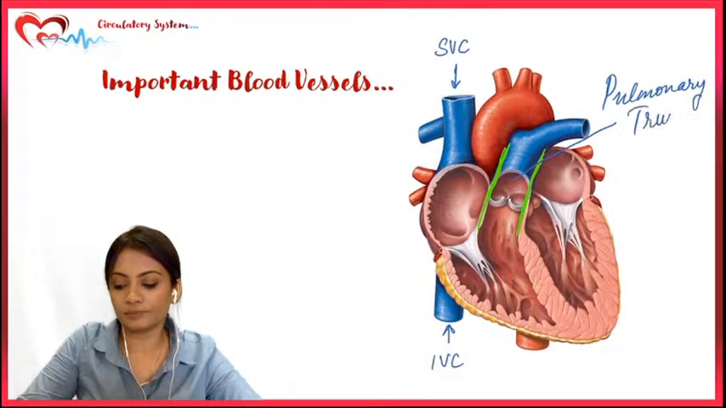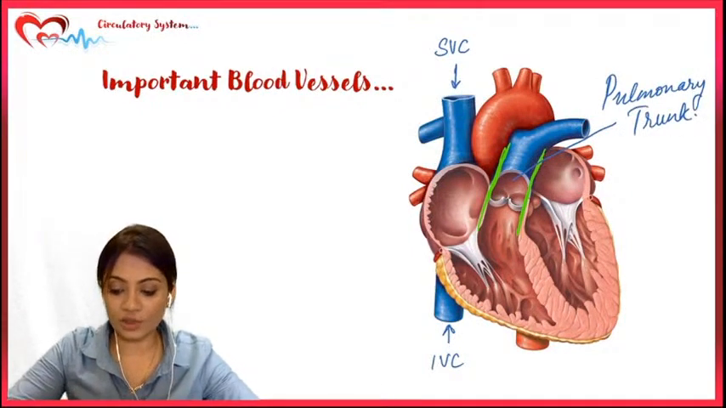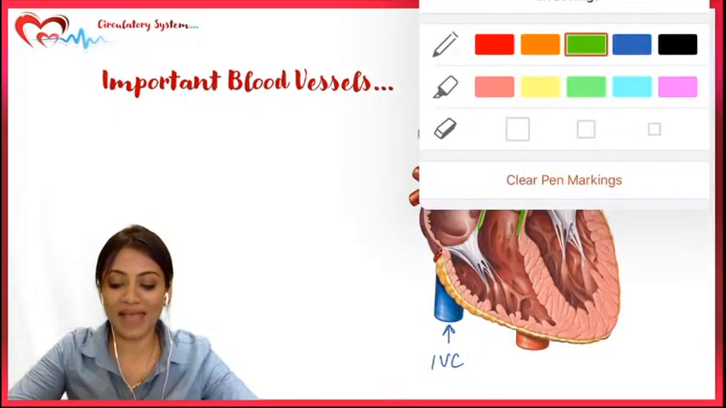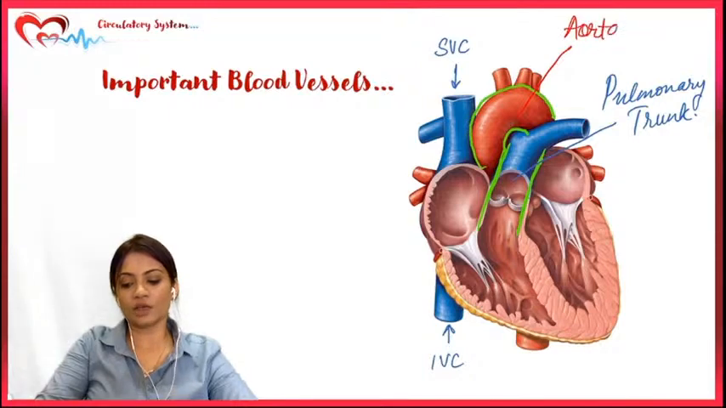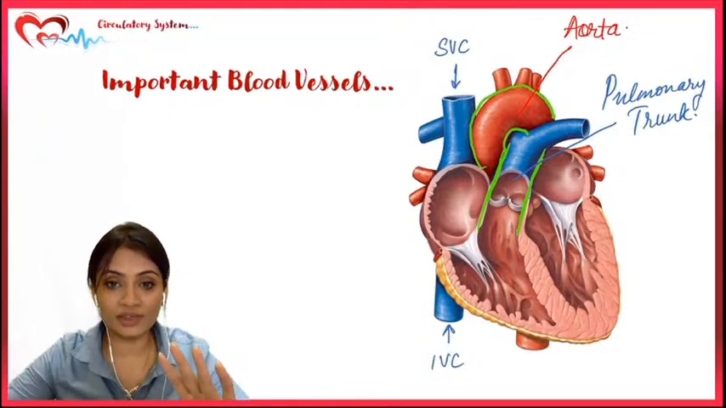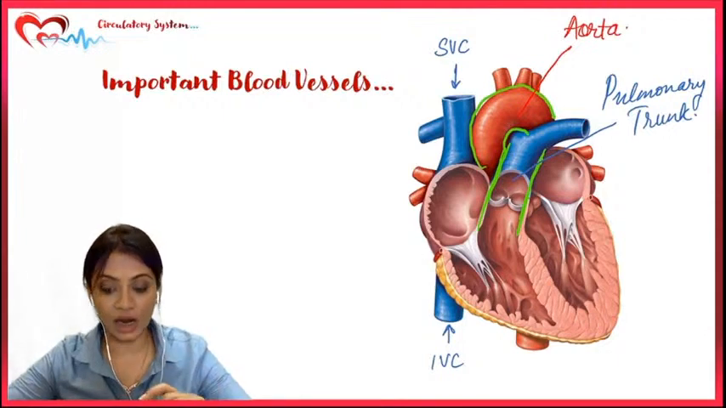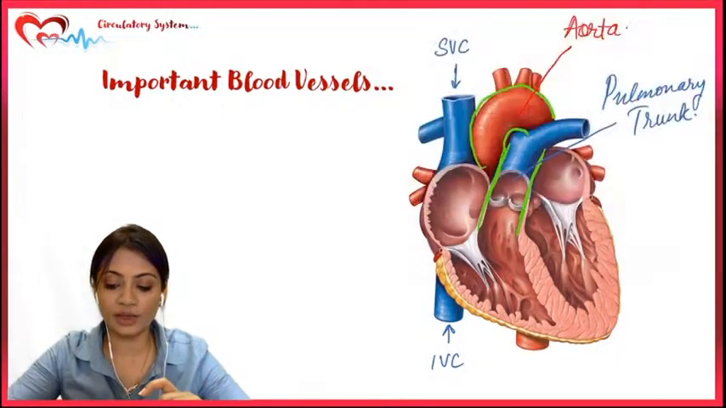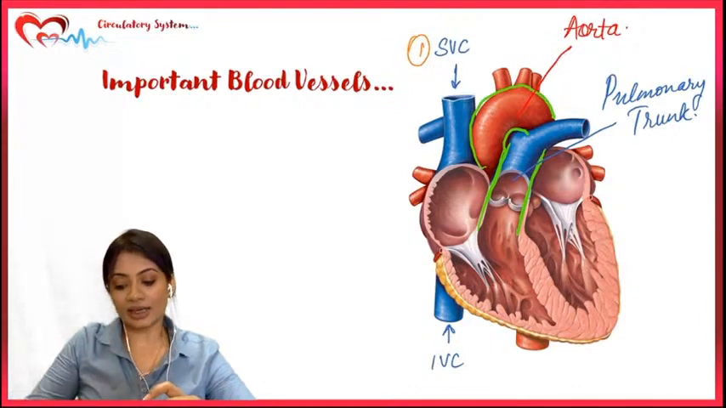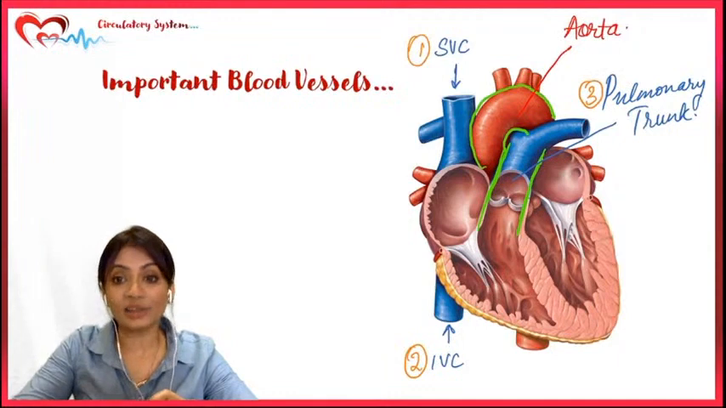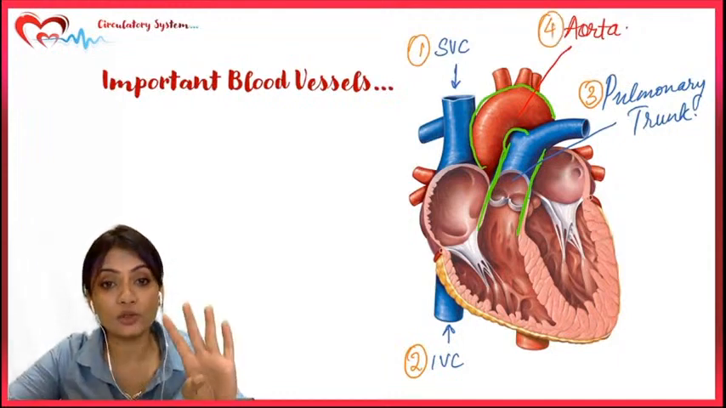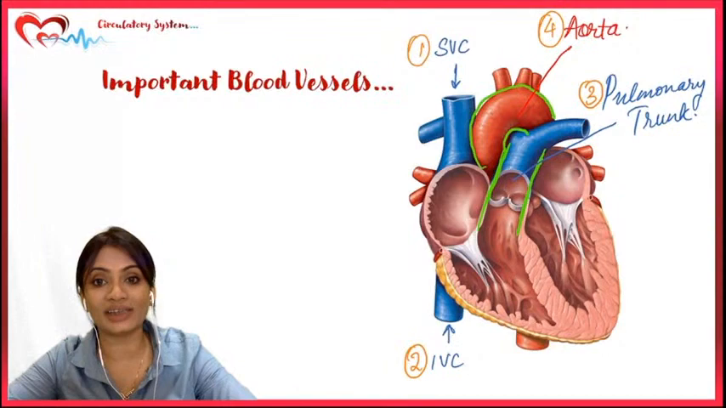All right, and after that, this whole region over here, the biggest one here, this in fact is the largest artery in the whole body, and that artery was called the aorta. So the 4 important blood vessels which we saw on the external surface of the heart were: first, the superior vena cava; second, the inferior vena cava; third, the pulmonary trunk; and the fourth, the aorta. So these were those 4 important blood vessels seen on the external surface.